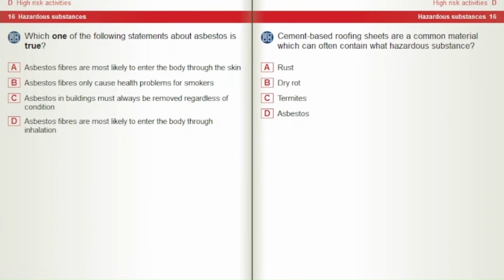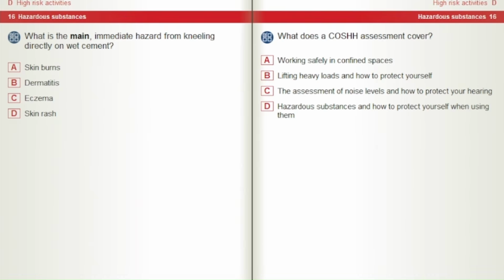Cement-based roofing sheets are a common material which can often contain what hazardous substance? Rust, dry rot, termites, asbestos. What is the main immediate hazard from kneeling directly on wet cement? Skin burns, dermatitis, eczema, skin rash.